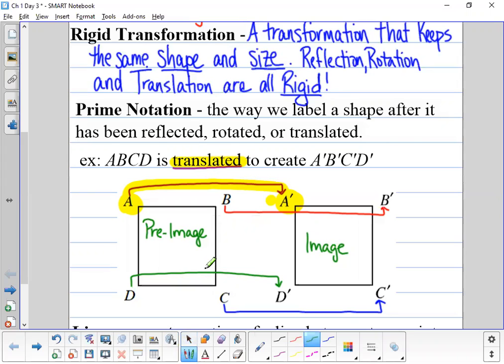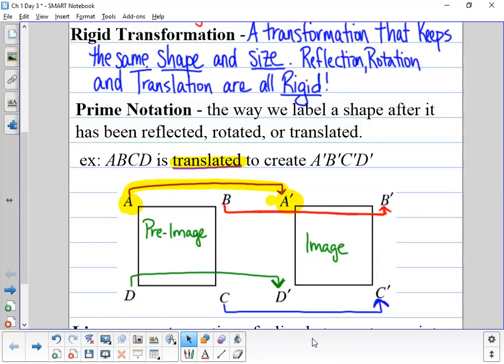B then is translated and it ends up at B prime. C gets translated and ends up at C prime, and D gets translated and ends up at D prime. So the way I would read this is I would say A, B, C, D is translated to create A prime, B prime, C prime, D prime. And that prime notation, those apostrophes, tell us that we took a pre-image and we performed a transformation on it. In this case, we translated it. We did a slide, and it ended up at A prime, B prime, C prime, D prime.